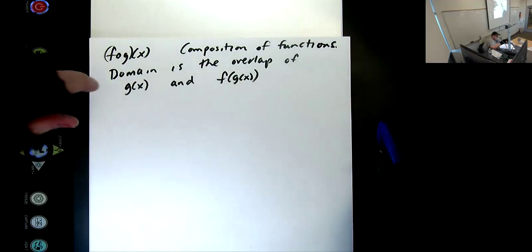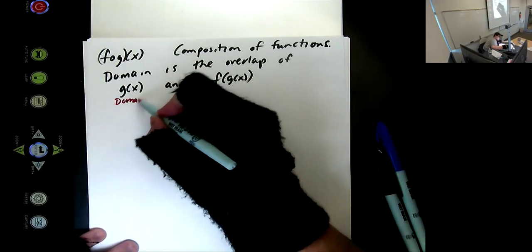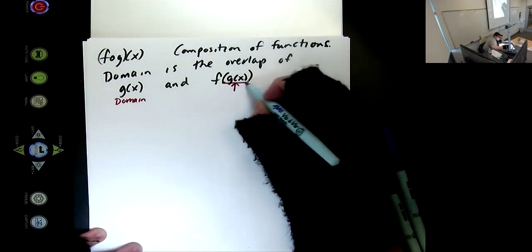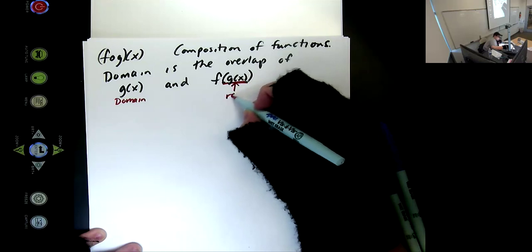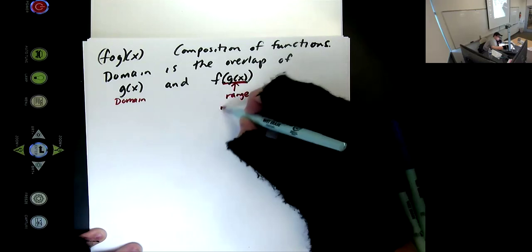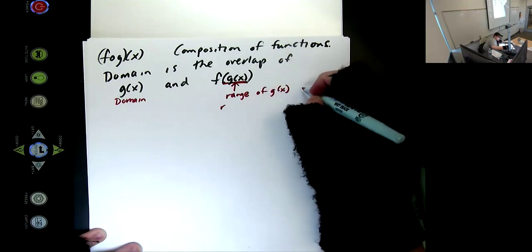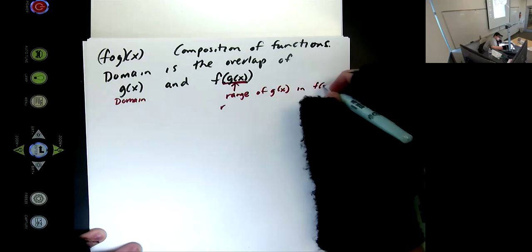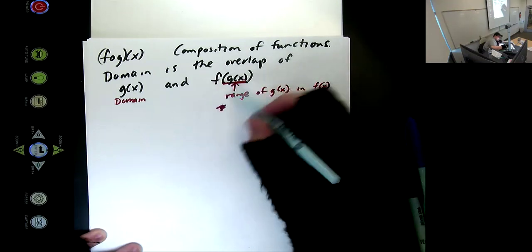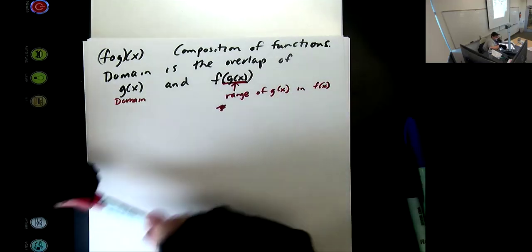When I stick g of x into f of x, this portion right here is really the range. So it's like the range of g of x in f of x. So what is the domain there? I think this is much easier to show with an example.